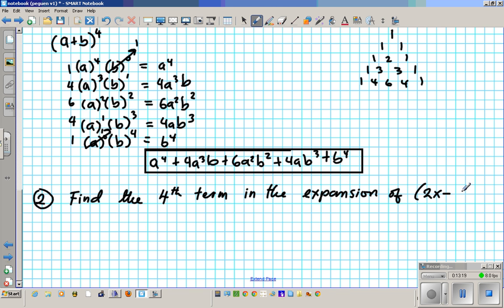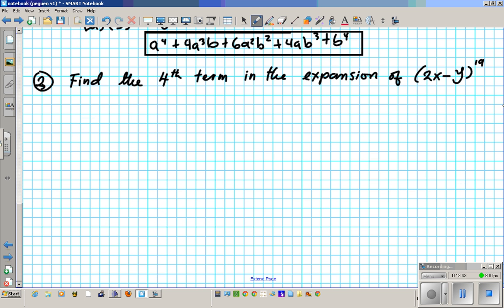Oh wait, let's do 2x minus y to the 19th. Alright, so for this one, you know what, let's pause on this one. I want to do this one later. So this is supposed to be my number 3. I kind of mixed it up. Let's do this one first. So for number 2, let's do number 2.